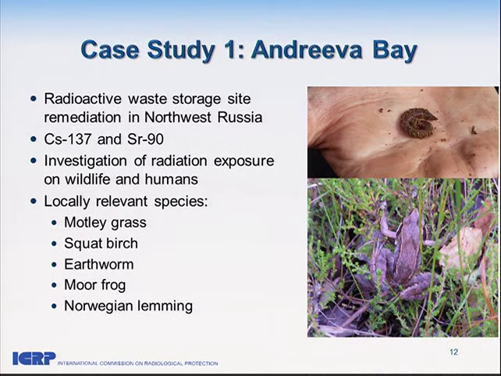I'm going to go through 3 examples of sites at the moment, just to have a look at them. This one here is Andreeva Bay in northwest Russia. It's currently being used as a waste storage site, and our Norwegian and Russian colleagues have been working at this site looking at the impacts of cesium-137 and strontium-90 on both humans and wildlife. So we have a number of resident species in this area that we're interested in: various types of grass, birch trees, earthworms, amphibians, and mammals.